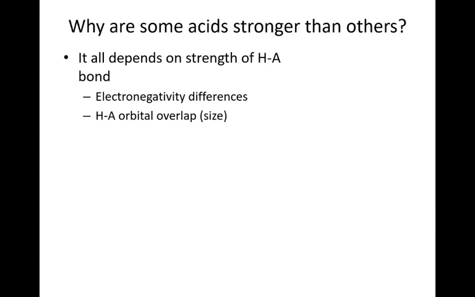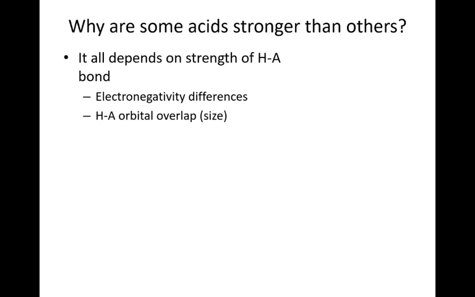In this session, we're going to talk through some of the factors that affect why some acids are stronger than others. It turns out it all depends on the strength of the HA bond, where remember A is the conjugate base, sort of the rest of the acid. So it all depends on the strength of that bond. There are really two things that we'll talk about that can affect that bond. One is electronegativity differences, so that if there's a bigger difference in electronegativity, that's going to make for a weaker bond. And also, we're going to talk about orbital overlap and thinking about size effects.